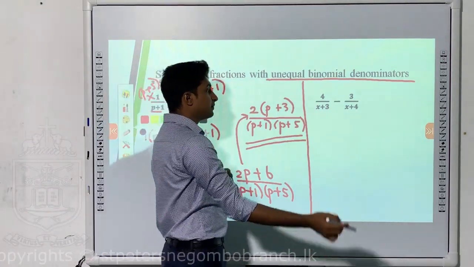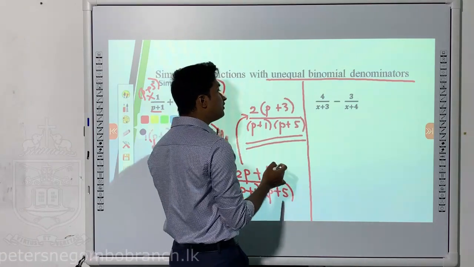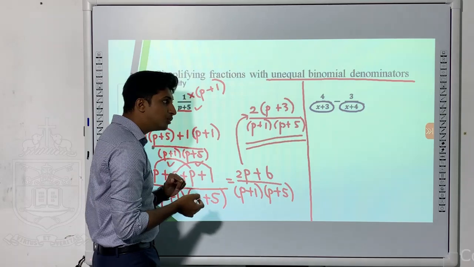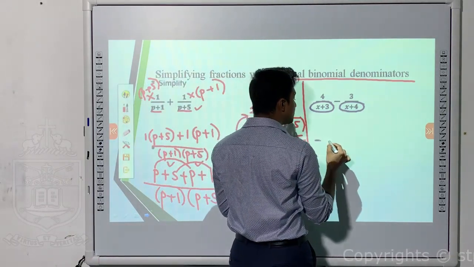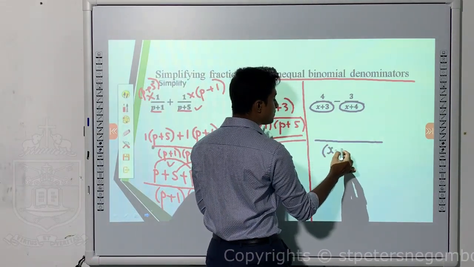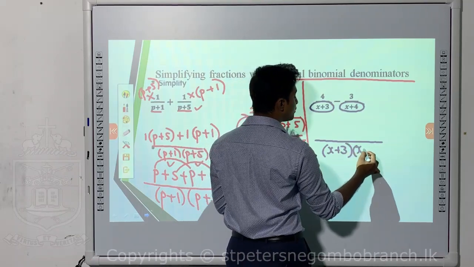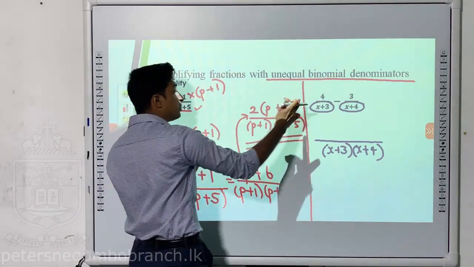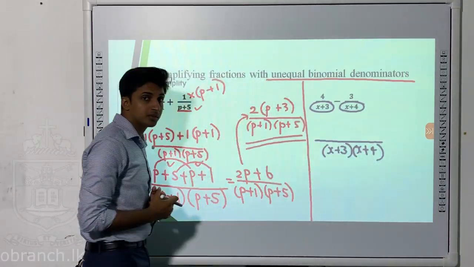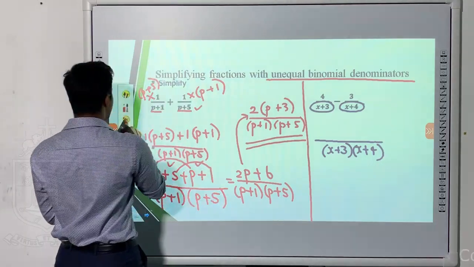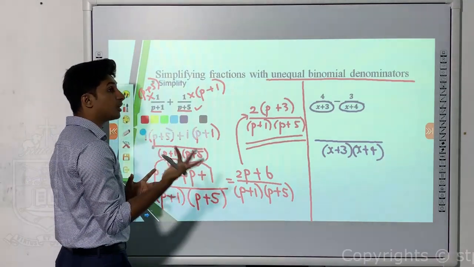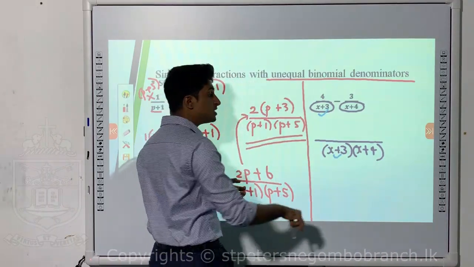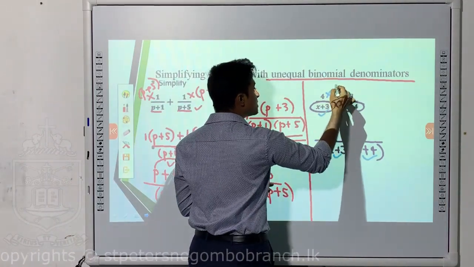Look at the next one. Here again, now you have 2 different denominators, x plus 3, x plus 4. Now what you have to do is consider the common denominator, that is x plus 3 times x plus 4. Different denominators, not equal denominators. I have taken both. Right? Now what you are going to do, check what you have and what you don't. Here I have x plus 3. What I don't have is x plus 4. So give x plus 4 to this one.